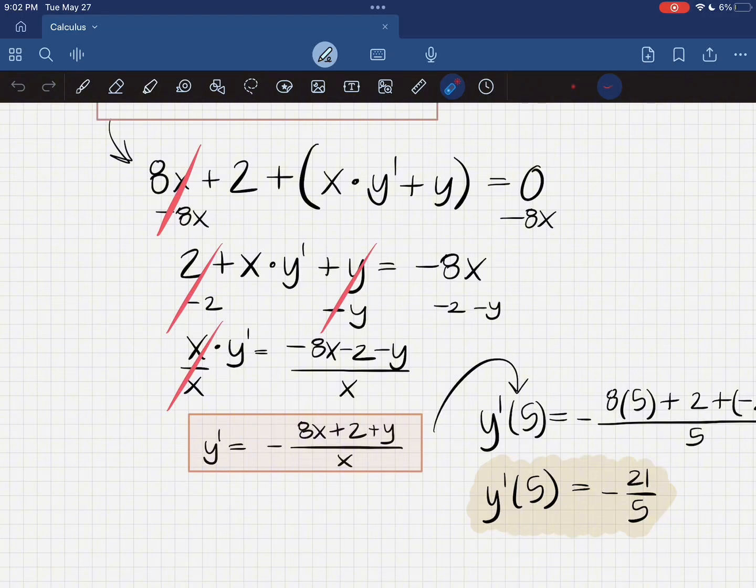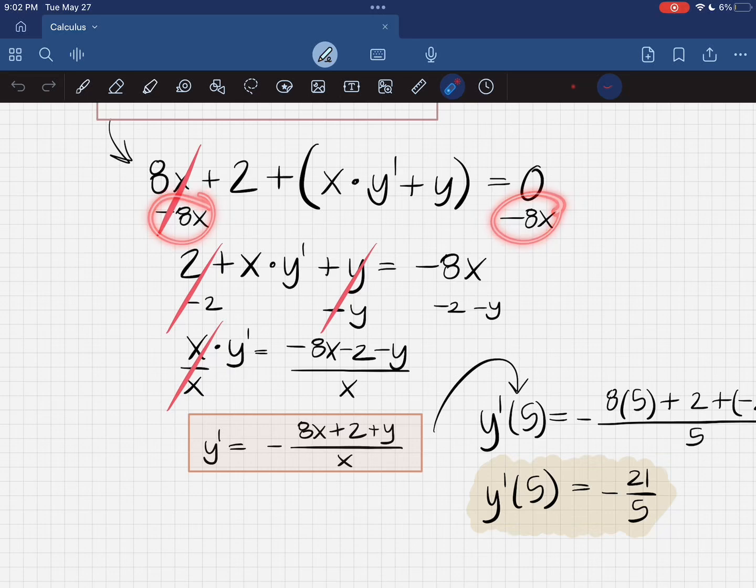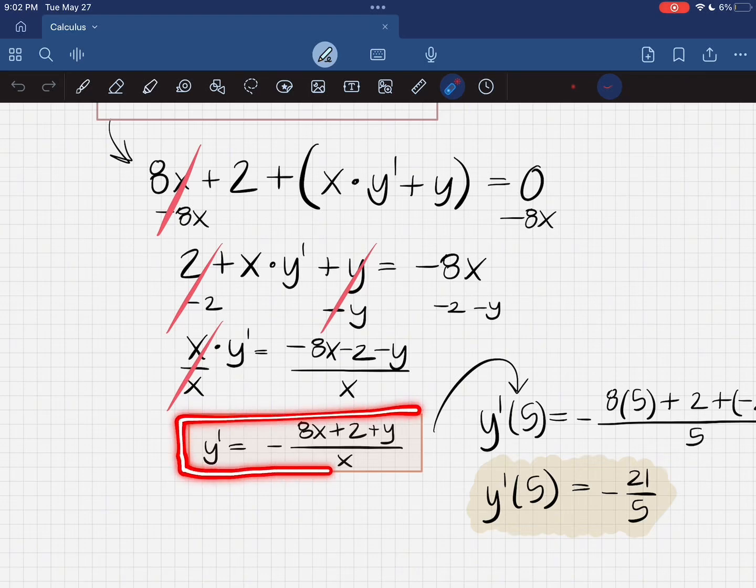Now from here, we just solve for y prime. So subtract 8x on both sides. Subtract 2 and y, giving us this. And then just divide by x, giving us this. Y prime is equal to negative 8x plus 2 plus y over x.